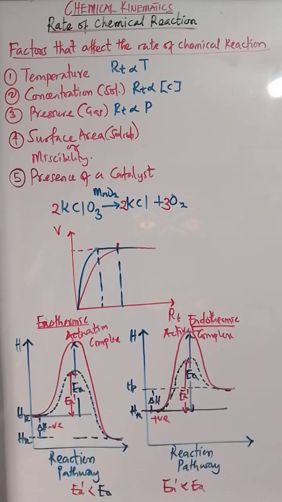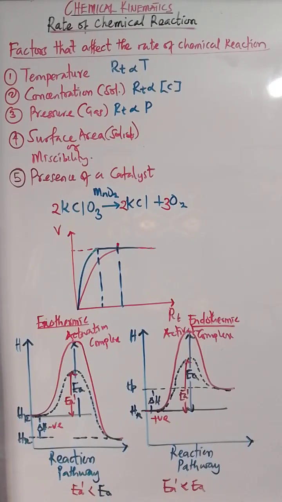The presence of sunlight. So some reaction, the presence of light affects the rate of reaction. So we call them what? Photochemical reaction. So when a reaction is affected by light, they are called what? Photochemical. So there is an area in chemistry, we call it photochemistry, but that is beyond the scope of this class. You do that later in advanced level.